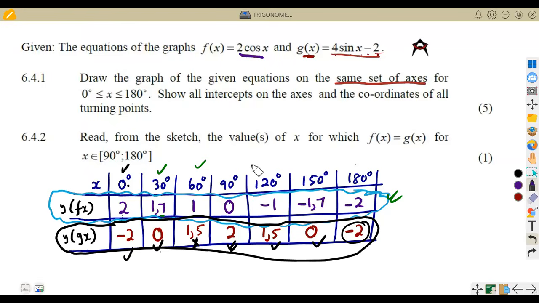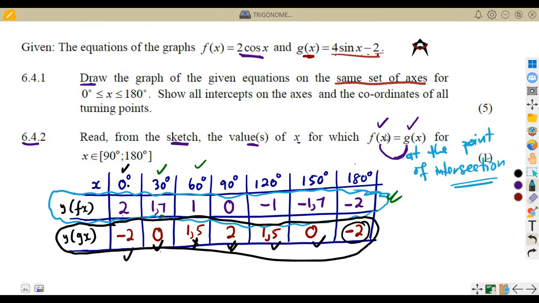All right, then now they are saying on 6.42, read from the sketch. Now they are saying from this graph that you've drawn, you're supposed to read, meaning you're supposed to take the exact value. So read from this sketch the values of x for which f(x) is equal to g(x). What do they mean? If these two graphs are equal, it means they are intersecting. So we need to refer to the point of intersection. It happens at the point of intersection. All right, so that is the only condition that these two graphs will be equal.